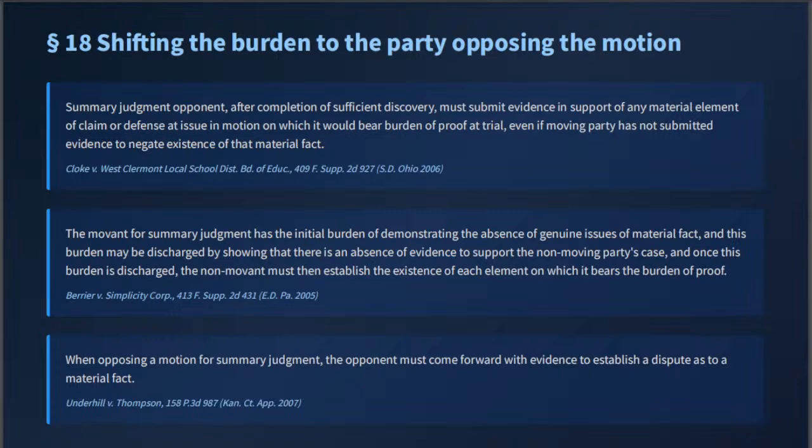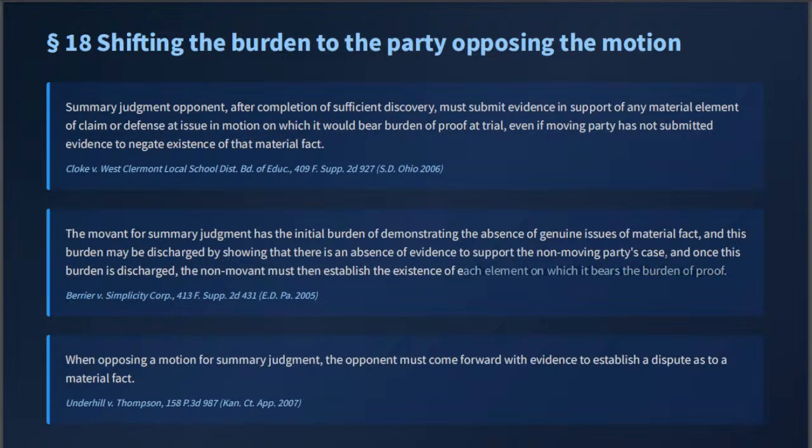So again, shifting that burden. Once that sufficient discovery is done, now they must submit evidence in support. So there are additional burdens now. The movant for summary judgment has the initial burden of demonstrating the absence of genuine issues of material fact. And this burden may be discharged by showing that there is an absence of evidence to support the non-moving party's case. And once this burden is discharged, the non-movant must establish the existence of each element on which it bears the burden of proof.